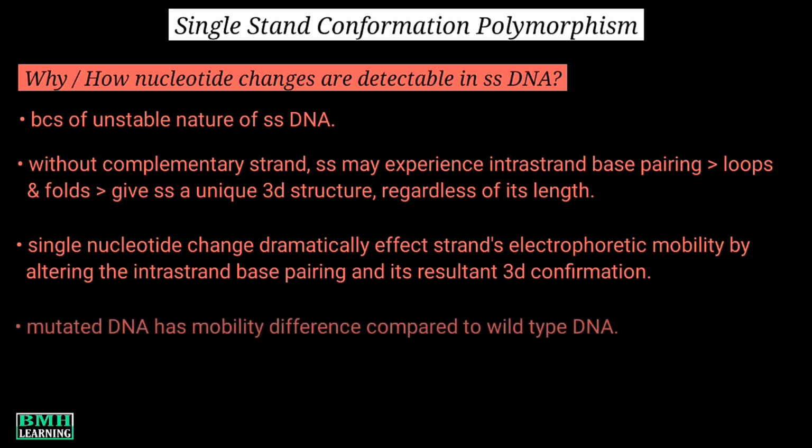That is, the DNA that contains a sequence mutation has a measurable mobility difference compared to wild-type DNA when subjected to gel electrophoresis in non-denaturing conditions. Now let's see how SSCP works.